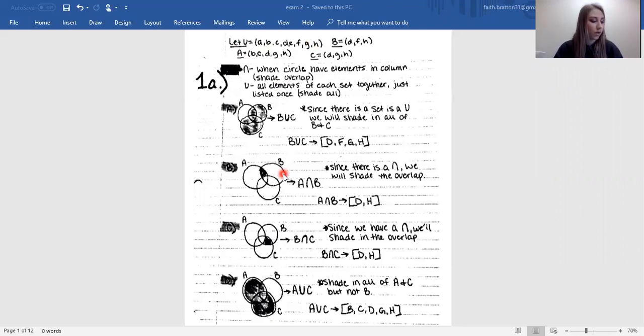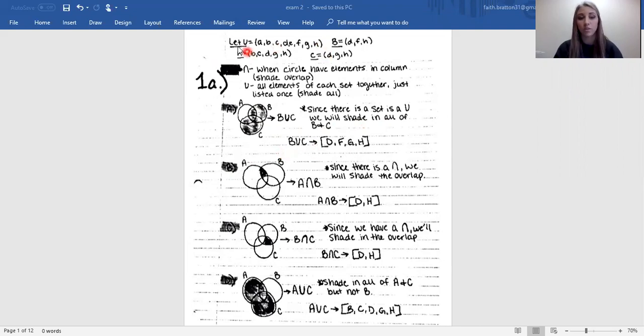Okay, for number 1, you have to write a 3-loop Venn diagram for the equation B U C. So when the circles have elements and columns, shade the overlap. When it's a U, like an upper U, it looks like all elements of each set, just listed once, so shade all. For number 1, it's B U C. There is a U, so we will shade in all of B and C, as shown.